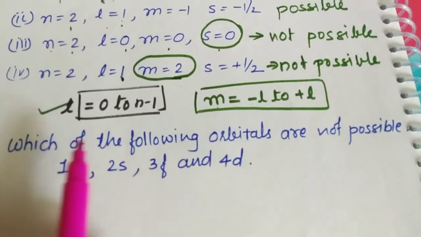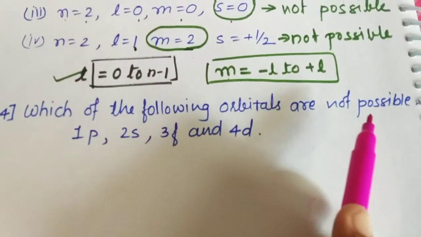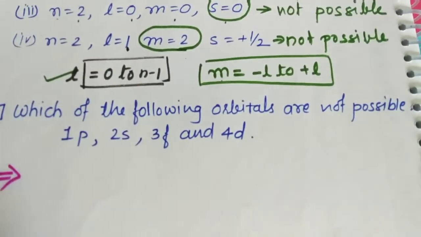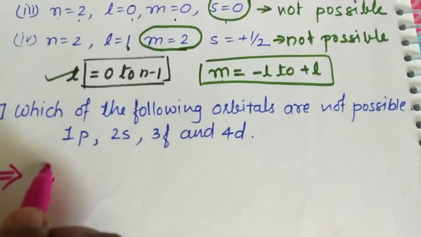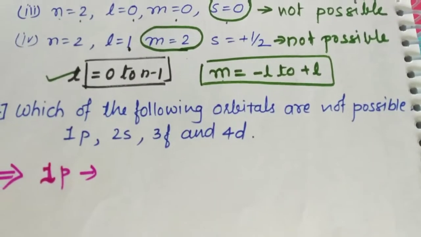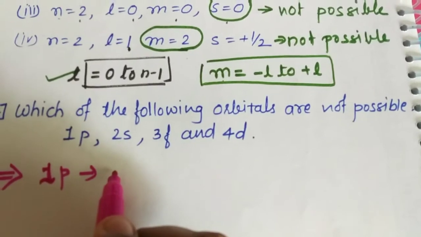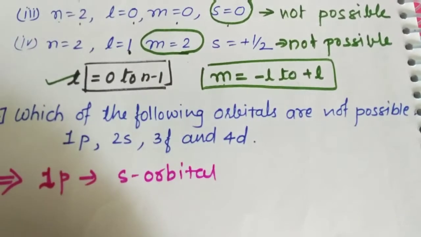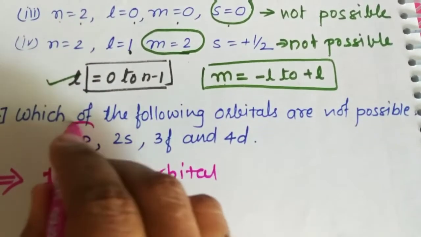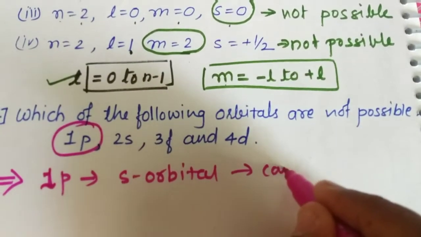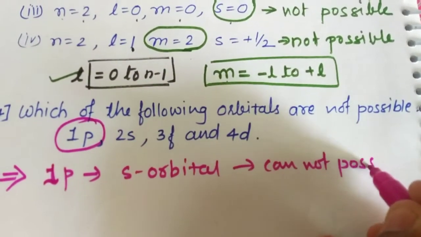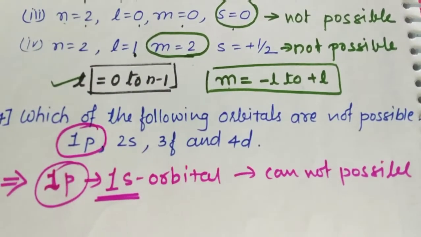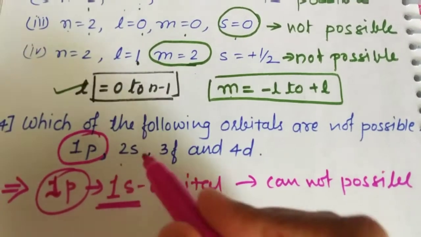What they have asked: which of the following orbitals are not possible? So they asked that out of these, which are not possible. Now let's see, this is the first shell, and we know that in the first shell only one orbital is there, and that is the s orbital. So if s orbital is there, p cannot be possible. So we'll say that this cannot be possible. In front of this it should be 1s. Okay, 2s, yes, this can be possible.